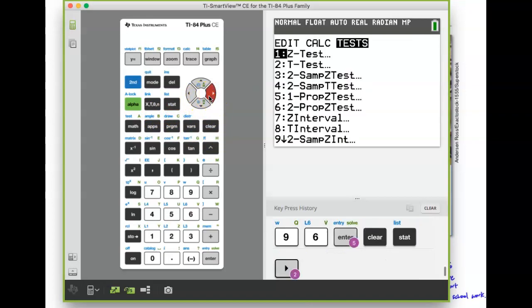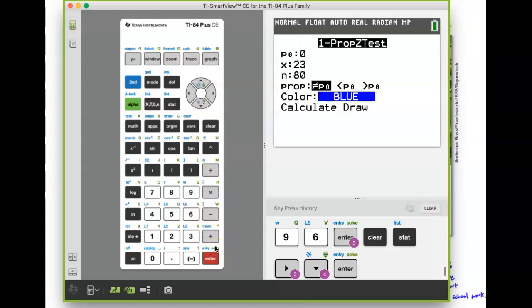It's stat tests. And if it has prop, it's for a proportion. If it doesn't have prop, it's for a mean. We haven't done any confidence intervals or tests for means yet, so you're looking for a one prop z-test. The one meaning it's from a single sample. Prop meaning proportion. Z-test. Hit enter. It'll ask you for what's your p naught value. So for us, that was 0.25.